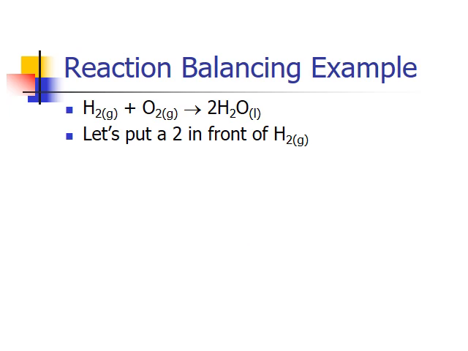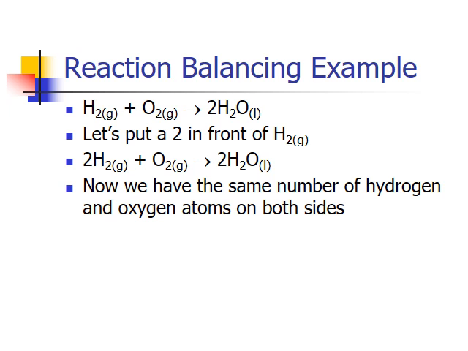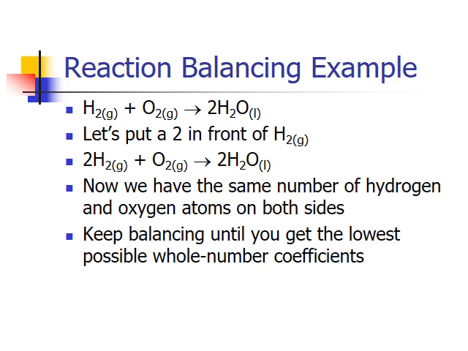There's our equation with the 2 in front of the H2O. Let's put a 2 in front of our H2. Now we have the same number of hydrogen atoms, 4 on the left and right, the same number of oxygen atoms, 2 on the left and right. We are balanced. We have the same number of the same type of atoms on both sides of the arrow. So what you need to do is keep balancing until you get the lowest whole number coefficients.